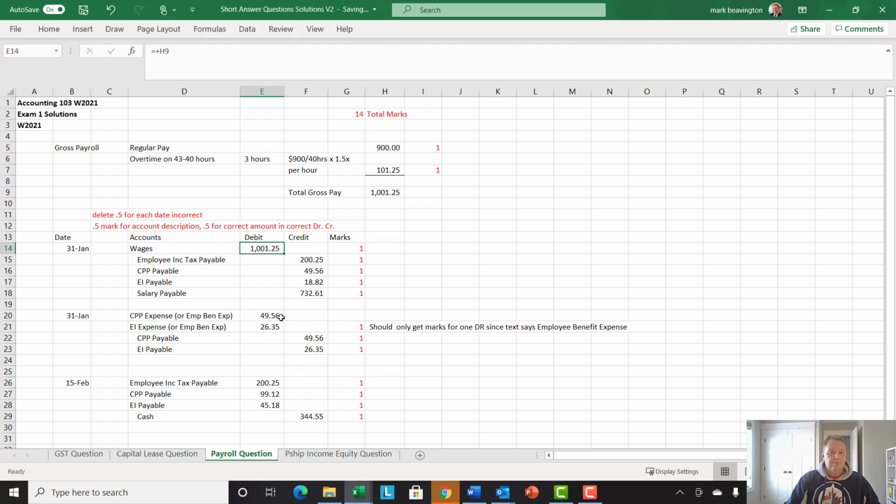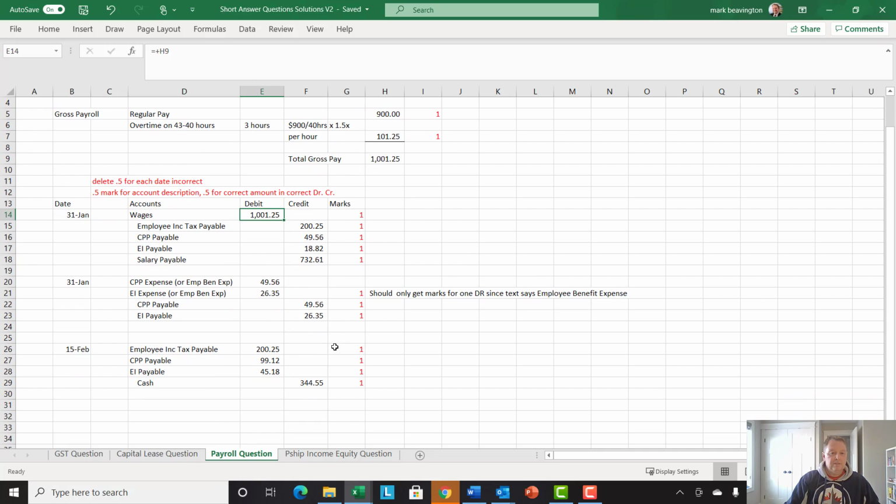You just had to do the percentage that was given to you. Then you got to do the employee benefit portion, which again is just the same for CPP expense and EI expense, or employee benefit expense if you put it all together, and you increase your payable correspondingly. And of course, EI, remember, you need to do 1.4 times. Then you need to pay it all to Revenue Canada on February the 3rd. And so this was February the 3rd.